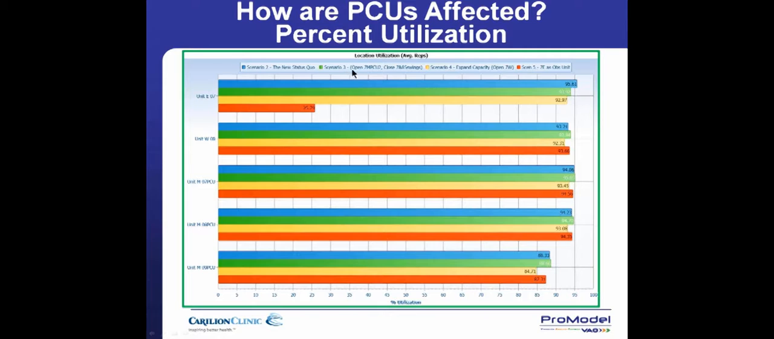Scenario 3, the green bar, is going to be where we open this unit and close some other beds down. Scenario 4, that's the yellow bar. That's where we expand capacity by opening up a new ward. And the red bar, that's the last scenario where we're going to establish 7 East as an observation exclusive unit.